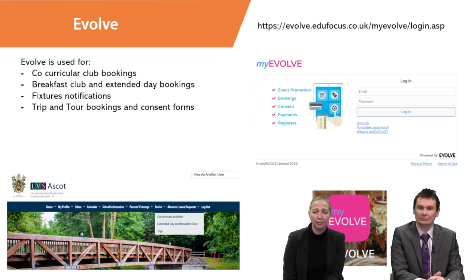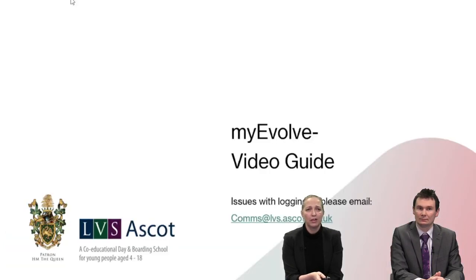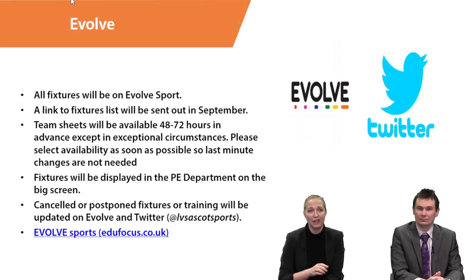Trips and tour bookings, very important to remember, it will send you a notification that a trip is now available. There are two things that you need to do though. One is you need to click on it and accept that your child wants to attend the trip or the tour, and then there is going to be a consent form that pops up. You have to complete the consent form in order for that booking to then be correct. We have a large number of people that book their child on trips and tours but do not complete the consent form, which means it delays actually getting through that. Equally, the same with fixtures and notifications. I'll actually bring it on to that slide and then go back to the video.